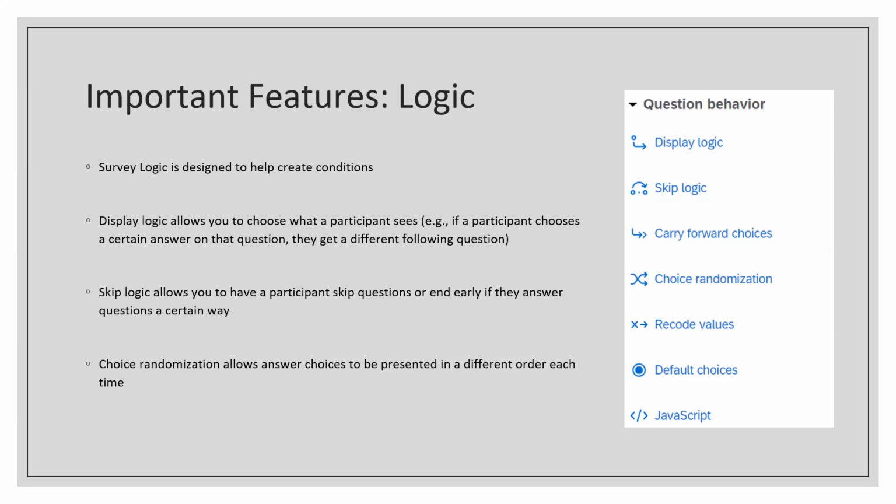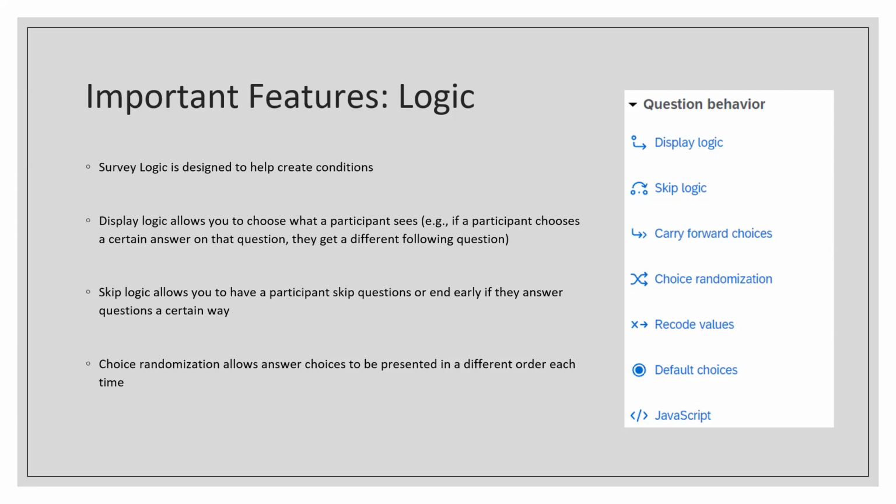Carry forward choices would carry forward their choices from a previous question, so this would be good for pre and post tests, or if you wanted to remind them of their response. Recode values is just if you want to change their response from a text response to a numeric response, and that would show up in your data set. JavaScript is just for entering certain embedded links. And default choices is just if they don't answer, do you want them to be given a default choice?